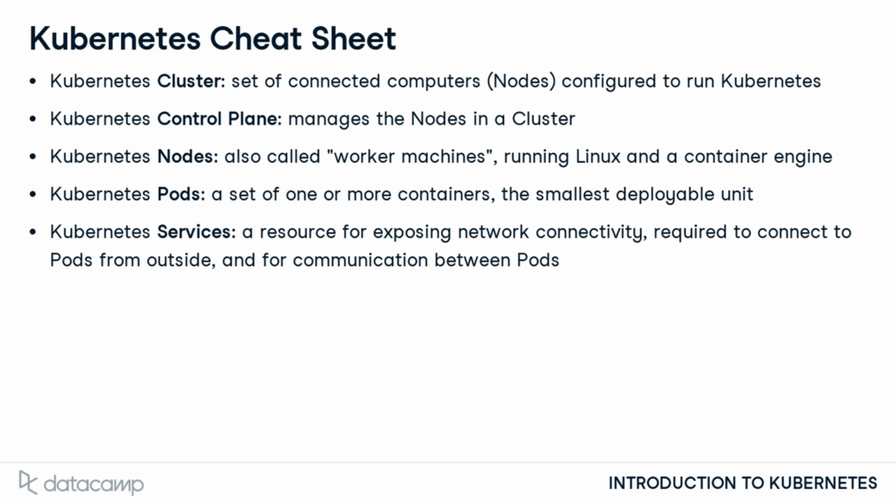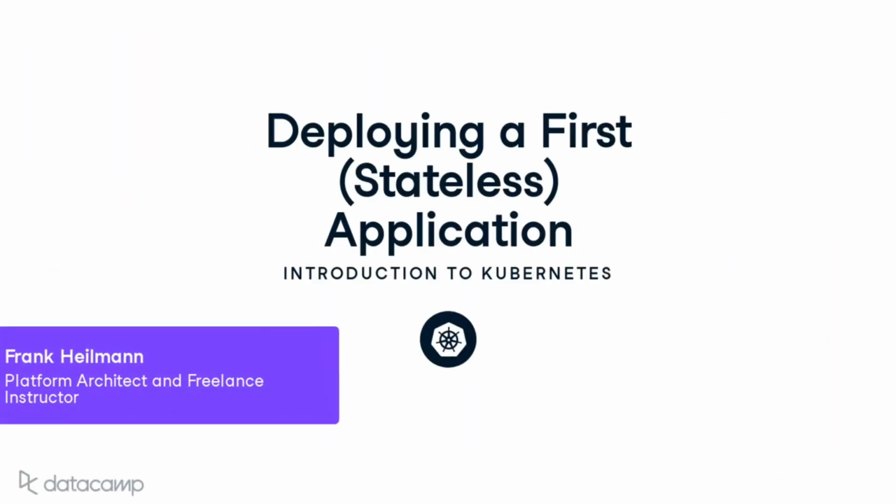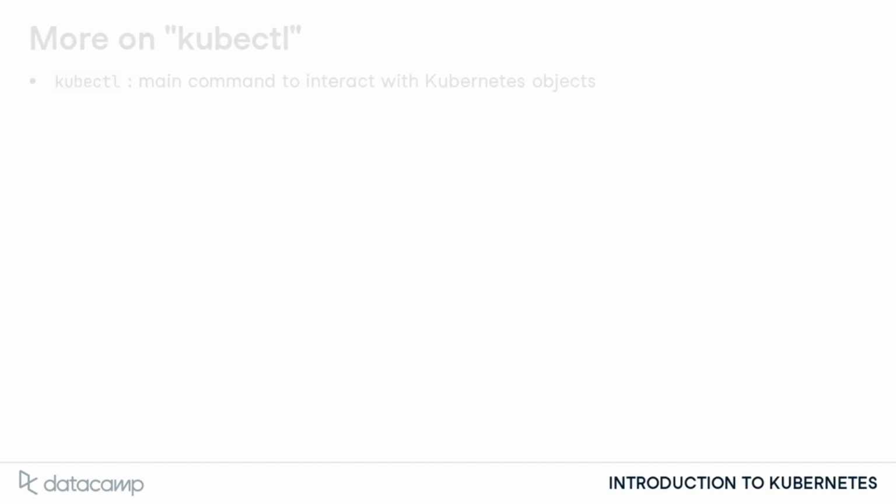Now, here's just a short cheat sheet for what we have discussed. Welcome back. Now we will learn how to deploy stateless applications using Kubernetes. Before doing so, we will learn more about kubectl and manifests.